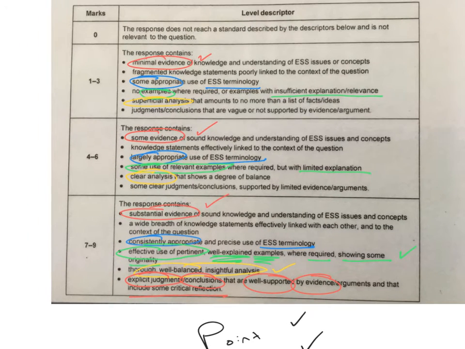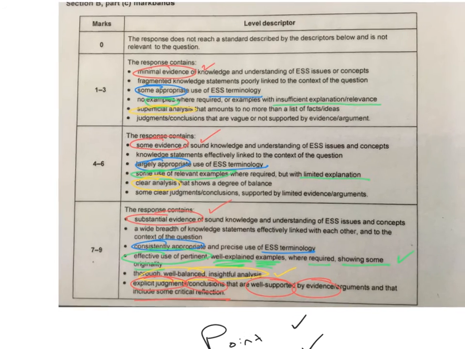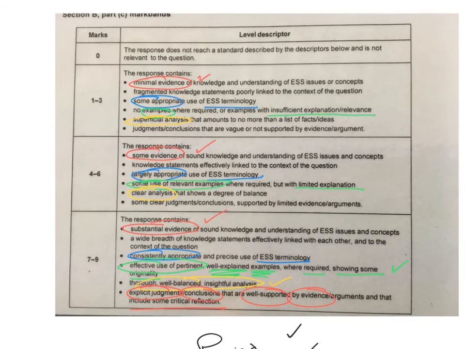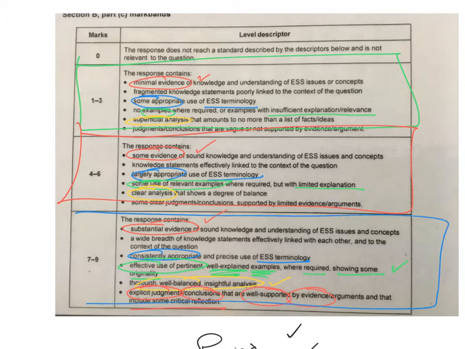So when I read your essays, generally what I look for is what mark band you're in. So right away after I read your essay, I know, are you in the 1 to 3 mark band? Are you in the 4 to 6 mark band? Or are you in the 7-9 mark band? That's easy to differentiate between these 3 different mark bands. The hard part is putting you where I think you best fit. So we call it best fit.